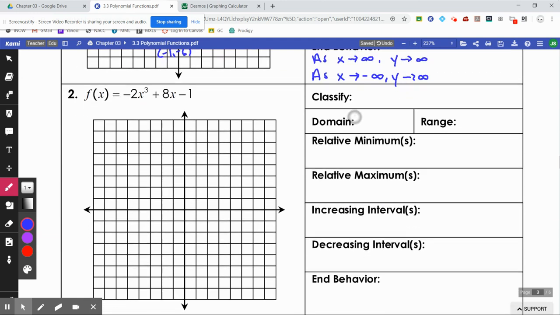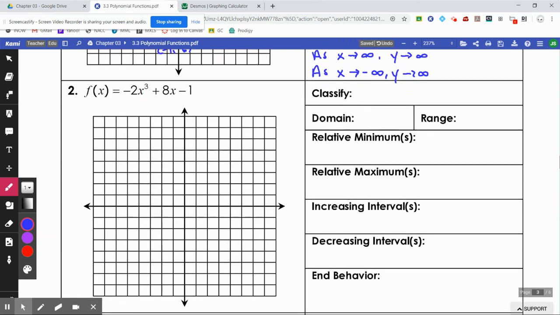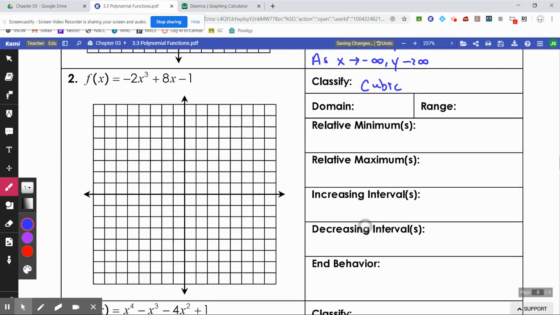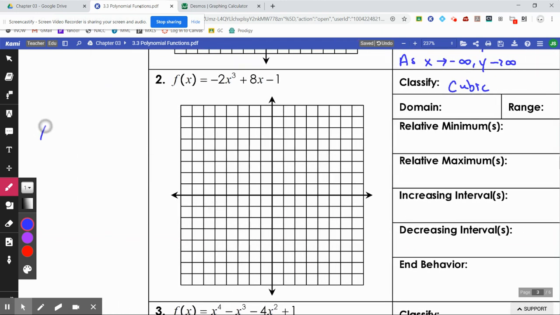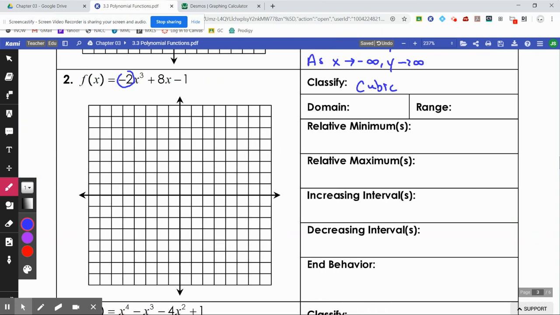Number 2, y equals -2x to the third plus 8x minus 1. This would be a cubic because of the x to the third power. Now, a normal x to the third power would look like this. However, this one has a negative out front, so we know that that would flip our graph over. Or we could just go by every odd power that's negative would look something like a negative slope line. So therefore, our end behavior we can label.